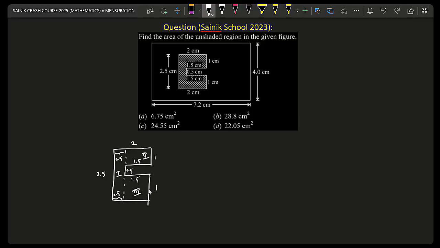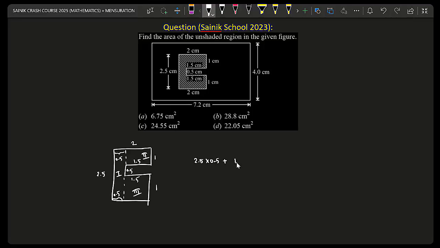Sir, area of region 1, we should add all. No, region 1. I want this area, this one. Oh, sir, 2 into L plus B. I'm not finding perimeter, I'm finding area. Sir, L into B. So it's 2.5 into 0.5, right? Yes, sir. What is region 2 area? Sir, 1.5 into 2.